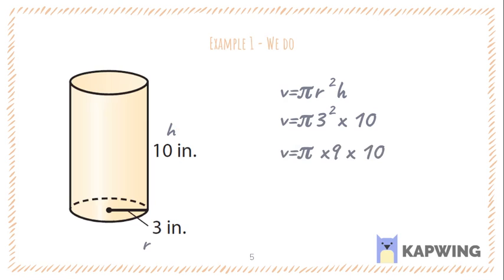Then we're going to go through and solve it just like we would a regular equation. We're going to do our exponents first. 3 squared is 9. So I just rewrote that and brought down pi, brought down 10. And then multiply out the easiest part first. 9 times 10 is 90. So volume equals pi times 90. Then you type that part in your calculator and you're going to get volume equals 282.74 inches cubed. Always be sure that whenever you find volume, your units are cubed.